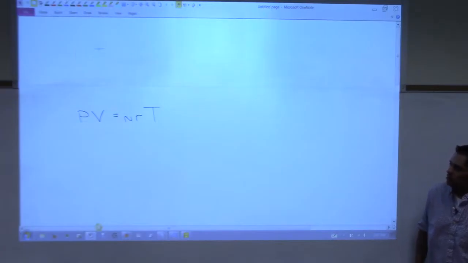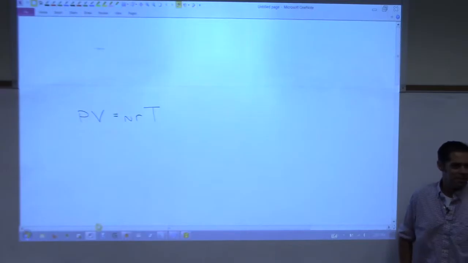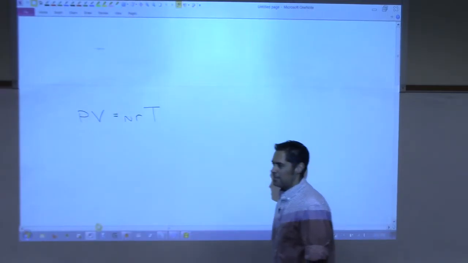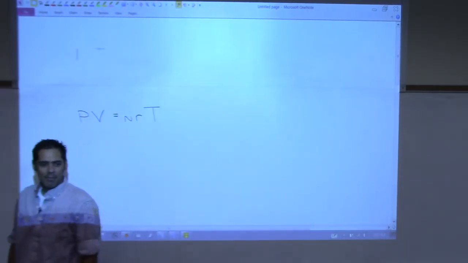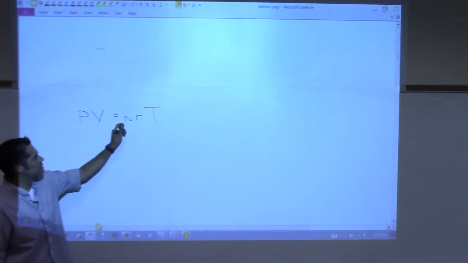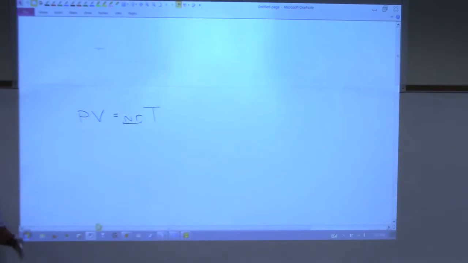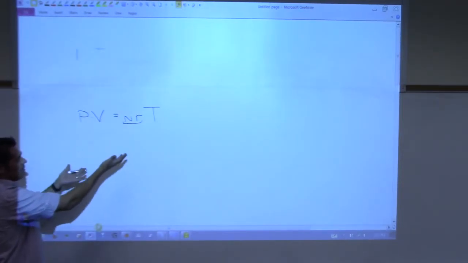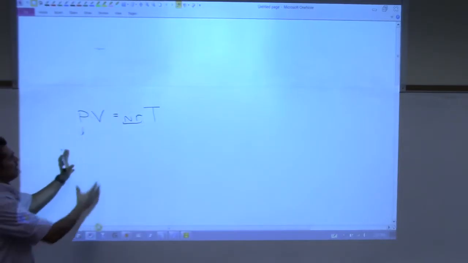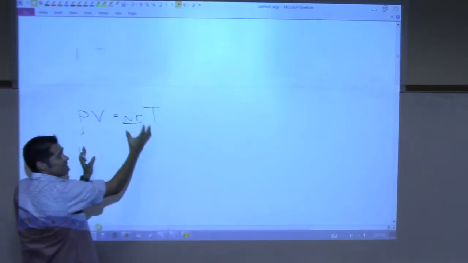Pressure times volume equals moles times Avogadro's number times temperature, something like that, right? But in this equation, these things are usually constants. And this is basically telling you that the pressure times volume equals temperature. So the way it works is like a balance. If your pressure drops, this side gets smaller, right? And that means this side must get smaller.